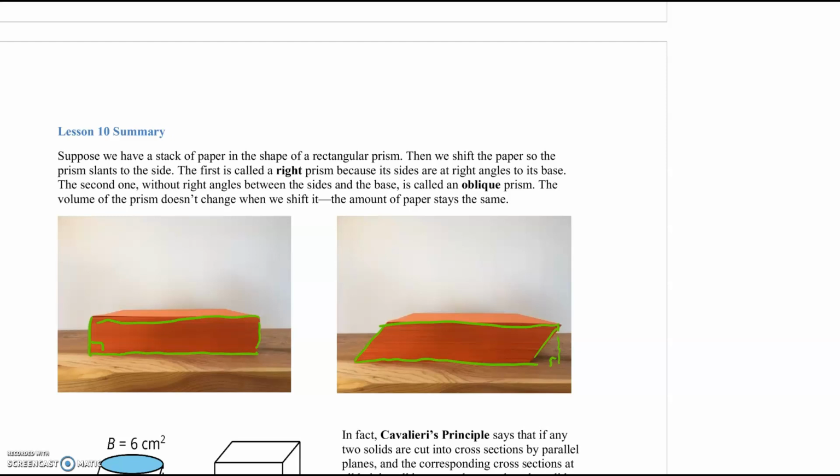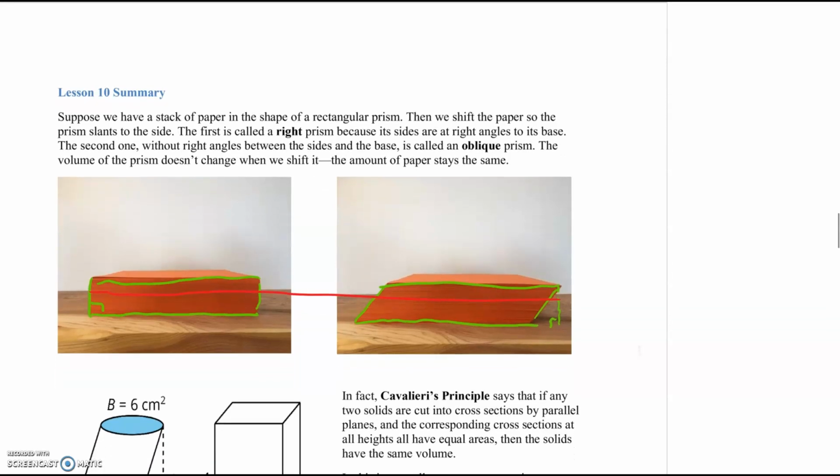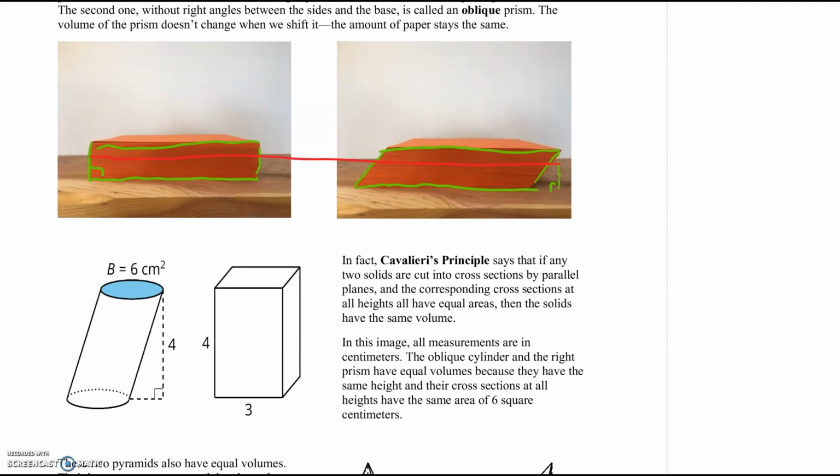These two will have the same volume, though, because every cross section, that sheet of paper on the left, is going to be the same as the sheet of paper on the right. So if I cut out a cross section right here in the middle, the paper on the left will be the same as the paper on the right. So down here, this is the important information. Cavalieri's principle. Cavalieri's principle says if any two solids are cut into cross sections by parallel planes and the corresponding cross sections at all heights have equal areas, then the two will have the same volume.